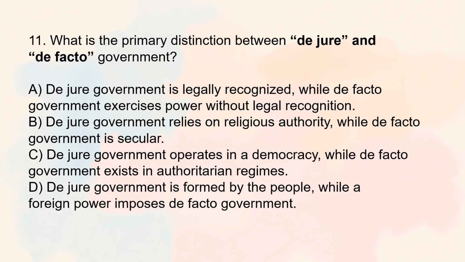Number 11, which is the primary distinction between de jure and de facto government? Letter A, de jure government is legally recognized, while de facto government exercises power without legal recognition. Letter B. De jure government relies on religious authority, while de facto government is secular. Letter C. De jure government operates in a democracy, while de facto government exists in authoritarian regimes. Or letter D. De jure government is formed by the people, while a foreign power imposes de facto government.